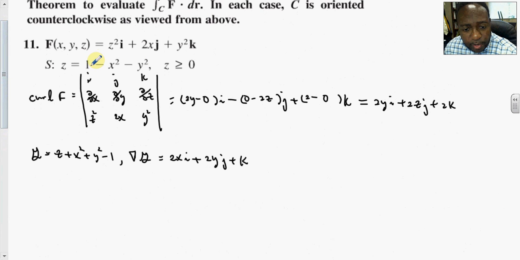Well, you see the region is going to be the circle with radius 1, and it's a complete circle, right?